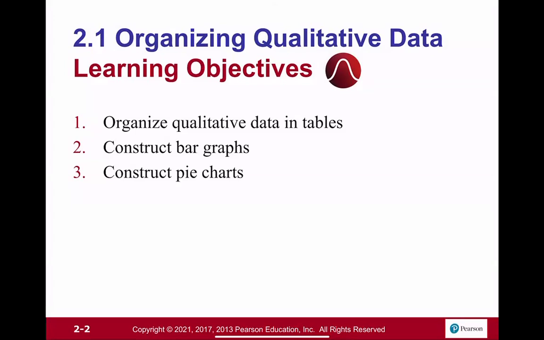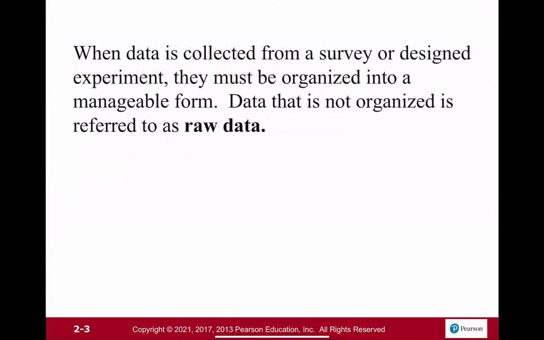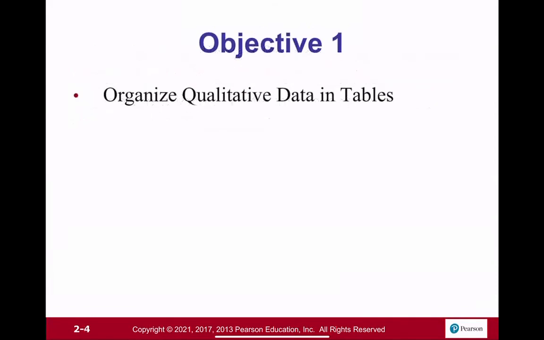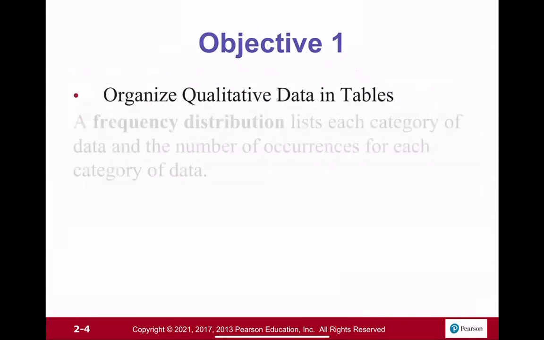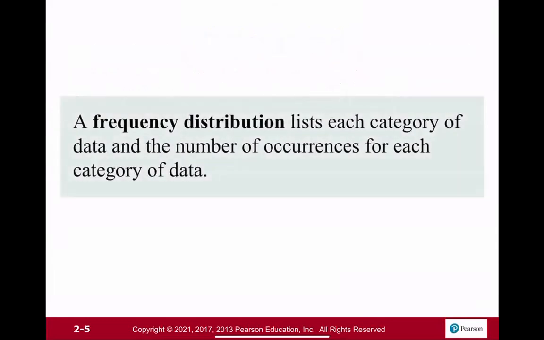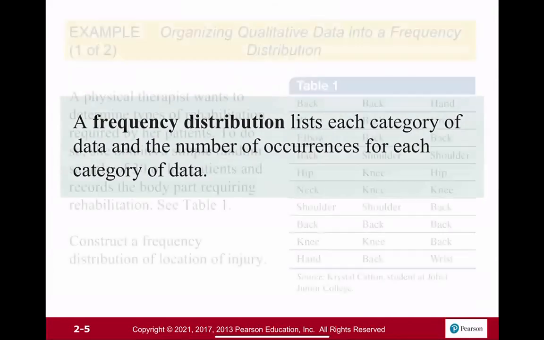So let's get started. When data is collected from a survey or designed experiment, they must be organized into a manageable form. Data that is not organized is referred to as raw data. And step 1, qualitative data in tables. So now we're going to start with a frequency distribution. A frequency distribution lists each category of data and the number of occurrences for each category of the data.